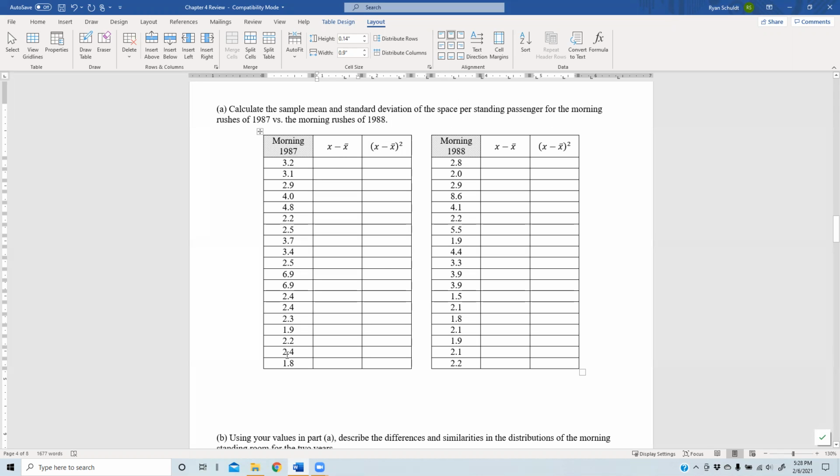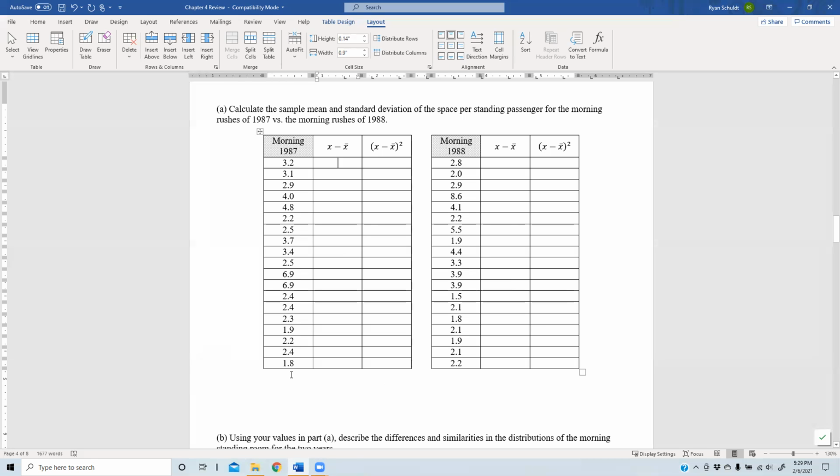Now, on your version of the review, you don't have these tables in here. That's because I expect y'all to make them. We need to use the same methods that we used in class on how to calculate mean and standard deviation. So I expect you to make these tables. I put them in here so that as we're going through it, you can see what the values you should be getting actually are, and I can help walk you through it.